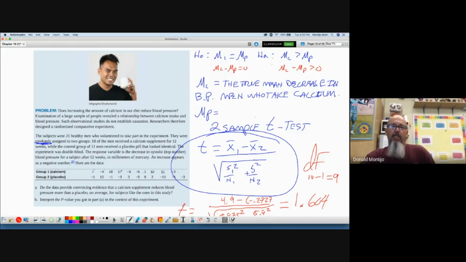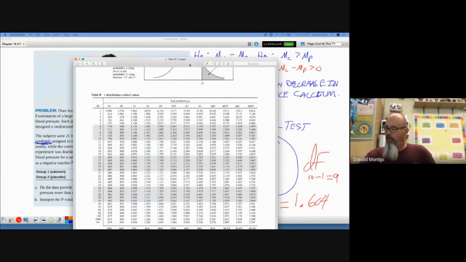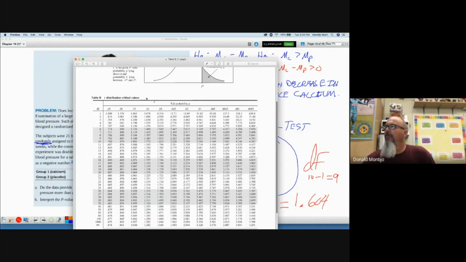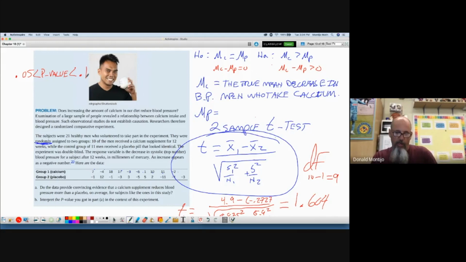So now I need to look on table B to find out what my p-value is. So 9 degrees of freedom, 9. Now I need to find 1.604, it's right here. So my p-value is between 0.05 and 0.1. I don't know exactly what it is, but it's larger than 0.05 but smaller than 0.1.